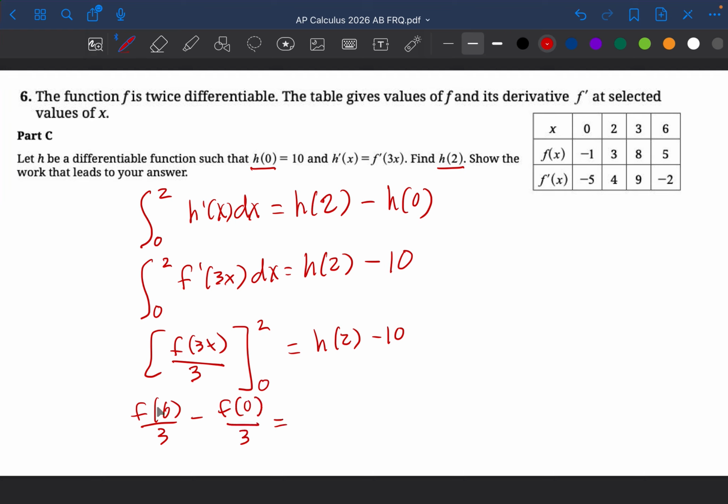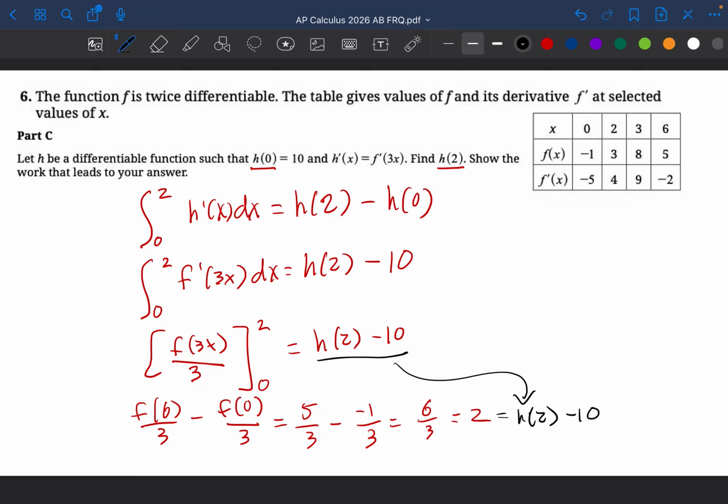And I'm just going to evaluate these. F of 6 is 5 over 3 minus f of 0 is negative 1 over 3. So that's going to equal 6 over 3, which equals 2. Now all of that equals what we said was equal to h of 2 minus 10. So 12 is what h of 2 is equal to.